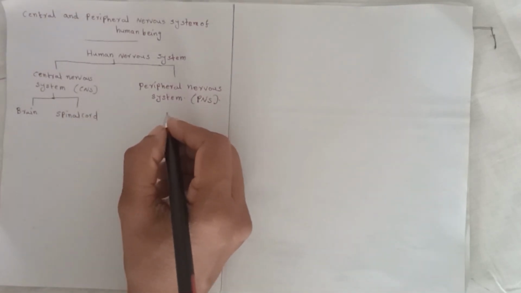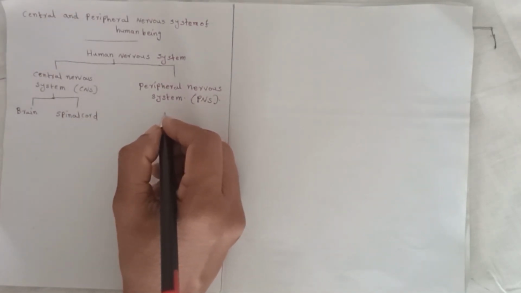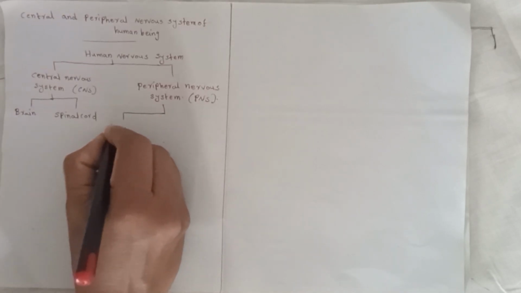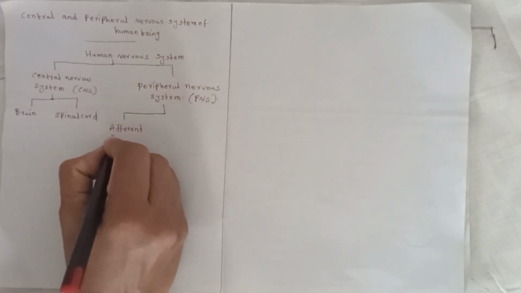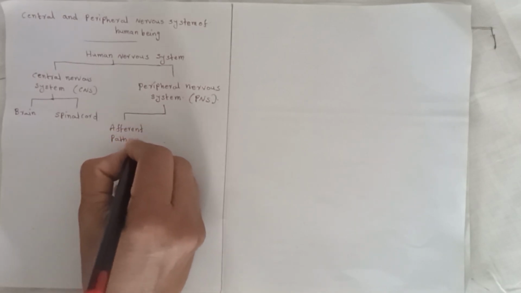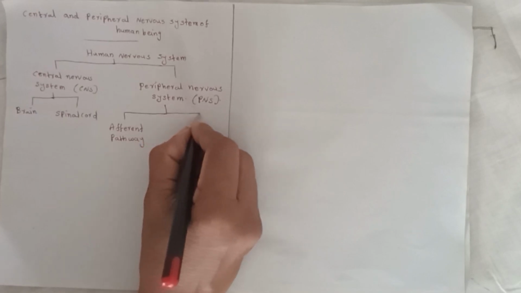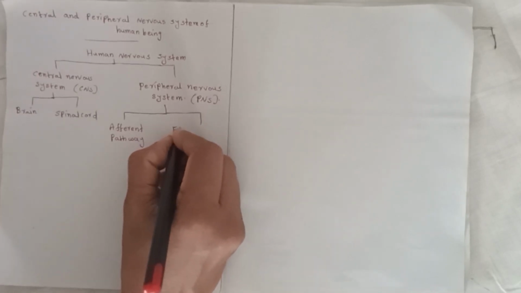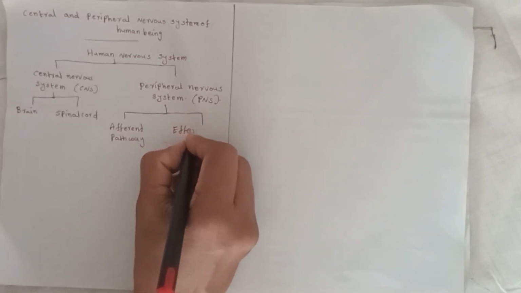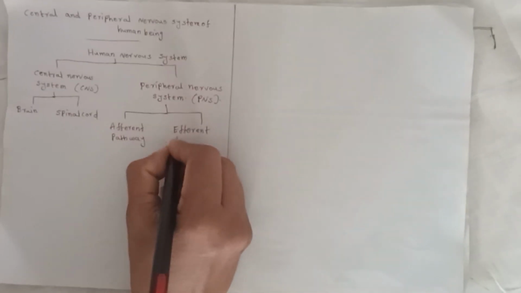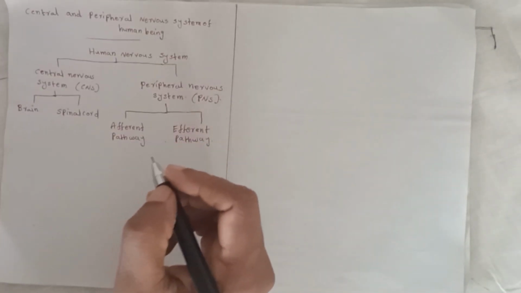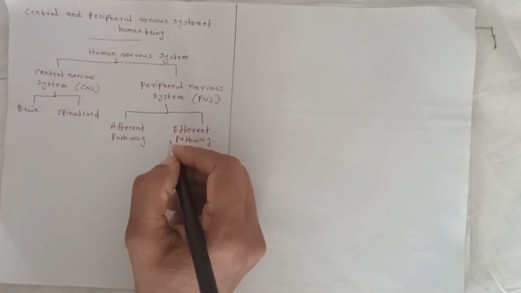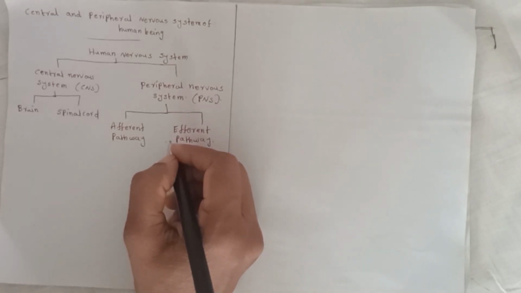The peripheral nervous system consists of the afferent pathway and the efferent pathway. The efferent pathway is again divided into the somatic pathway and the autonomic pathway.